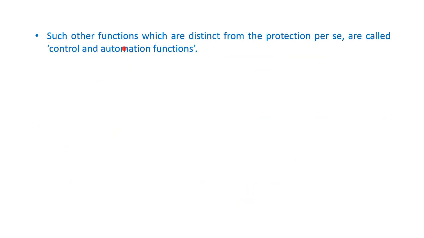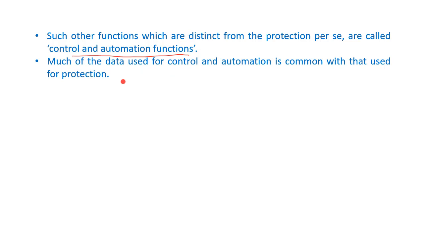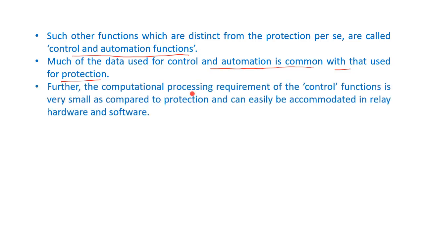Such other functions, which are distinct from the protection per se, are called control and automation functions. So one is the protection function, which we have already talked about, and these other functions are called control and automation functions. Much of the data used for control and automation is common with that used for protection. So many data are in fact common, and therefore we can very easily combine these aspects: protection, automation and control.